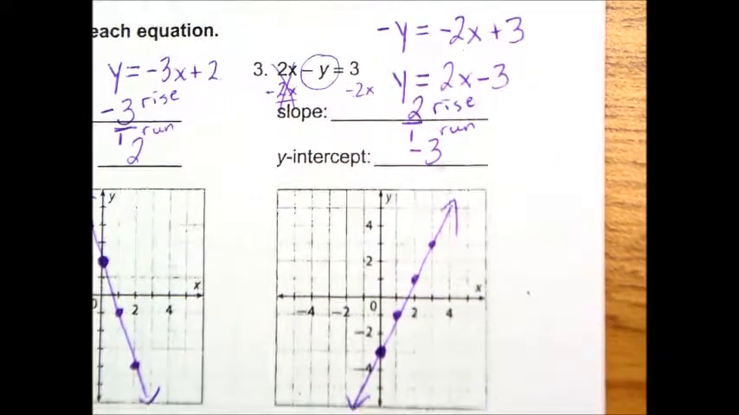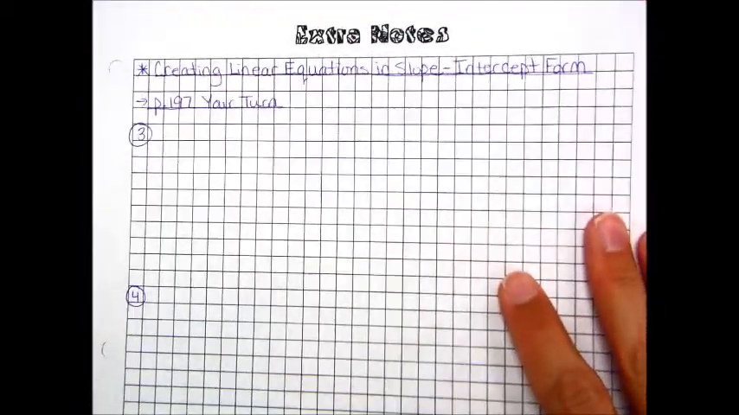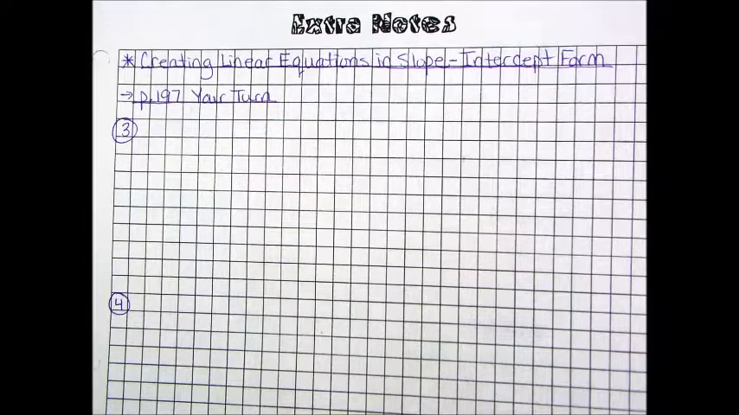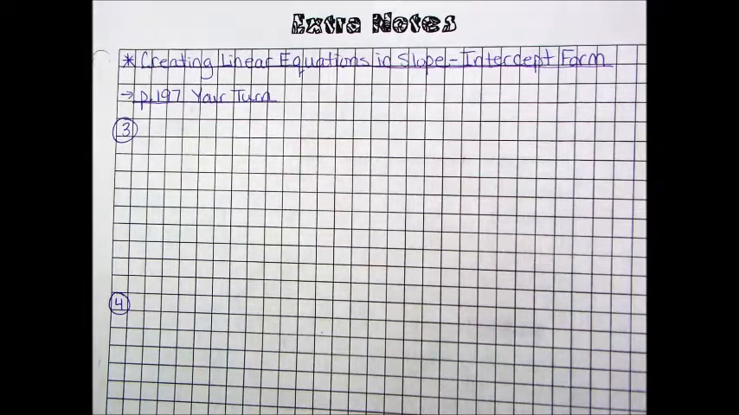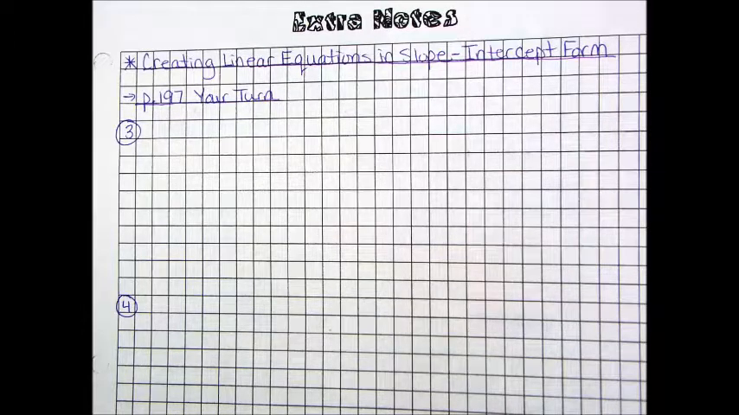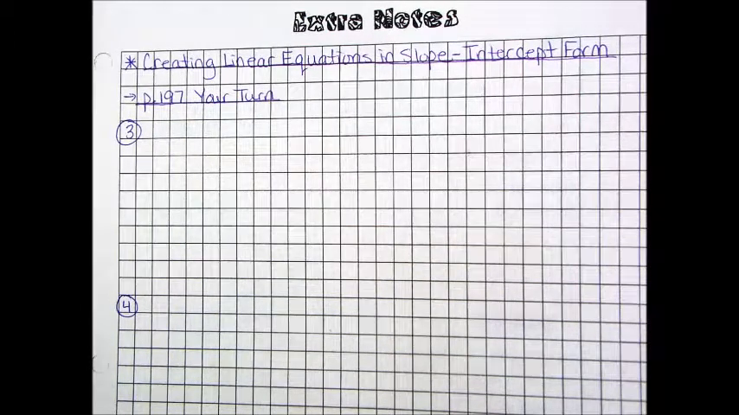Okay, so here's some basics for how we're going to do slope-intercept form. We're going to go ahead and flip it to the back side to do a little bit of extra work. Okay, so back here, let's go ahead and have you take a second to create a header that says creating linear equations in slope-intercept form. So we're going to take a look at page 197, your turn. So I'm going to get a book here while you're setting up your paper. Okay, and we're going to start on page 197 by looking at your turn number 3.